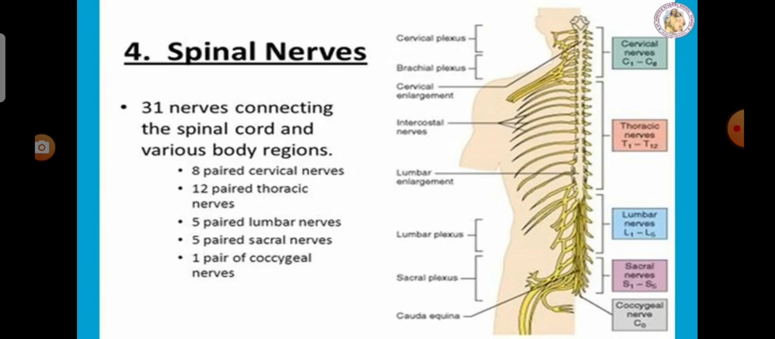Let us see about the spinal nerves. There are 31 pairs of spinal nerves. Each spinal nerve has a dorsal sensory root and a ventral motor root. The direction of impulses in the dorsal spinal root is towards the spinal cord and in the ventral spinal root away from the spinal cord.